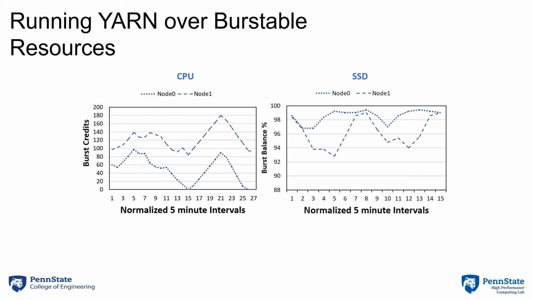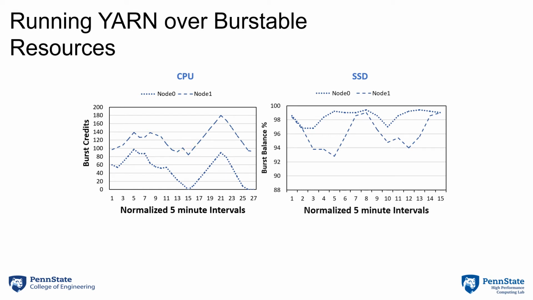We also did an analysis of running YARN over burstable resources using only two nodes. On the left-hand side, you see a timeline of the CPU credit balance of the two nodes. At time 15 here, you see that the CPU credit balance has become zero. CPU bound tasks running on this node at time 15 would be throttled to the baseline rate. However, you see that there is a surplus CPU credit balance at time 15 on the other node.